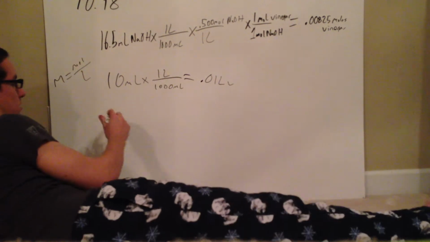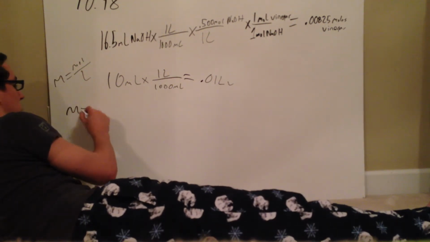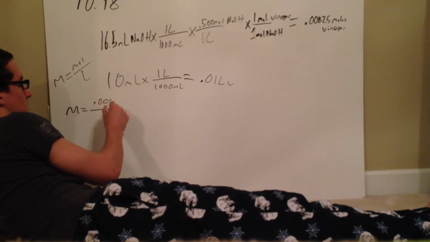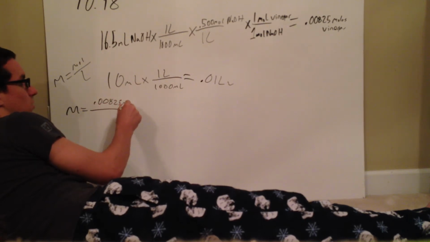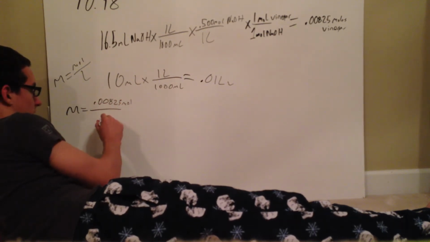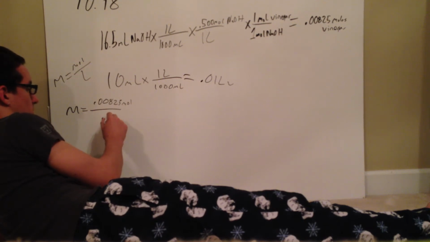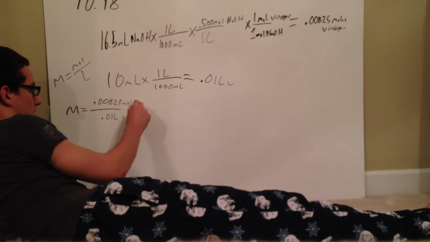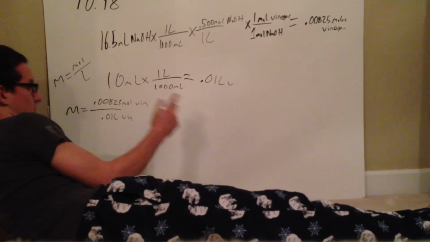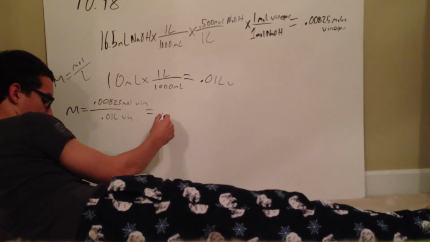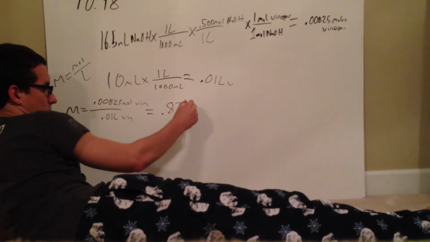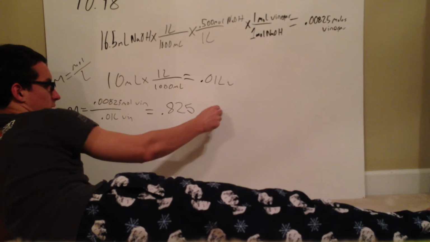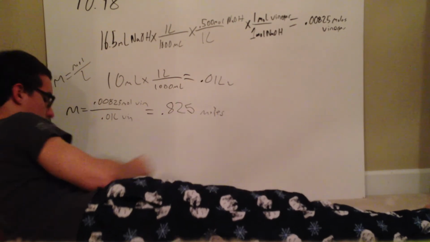So now we're going to plug it into the molarity formula. So molarity equals 0.00825 moles of vinegar over 0.01 liters of vinegar. And that comes out to be, when you do the math, 0.825 molarity, or moles of vinegar per liter. Boom. And that's your answer.